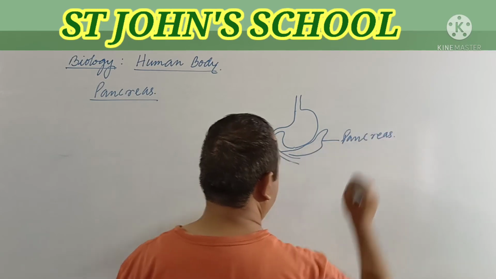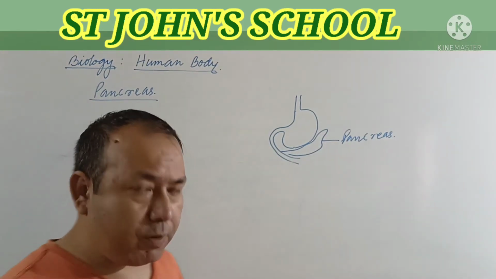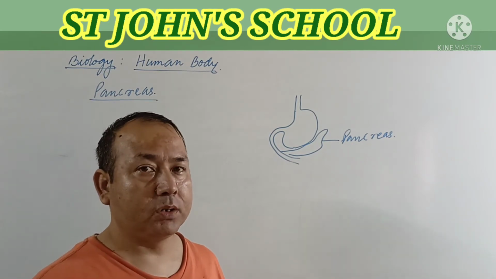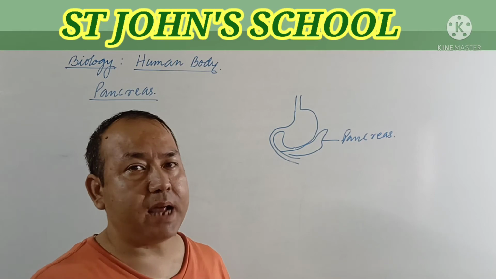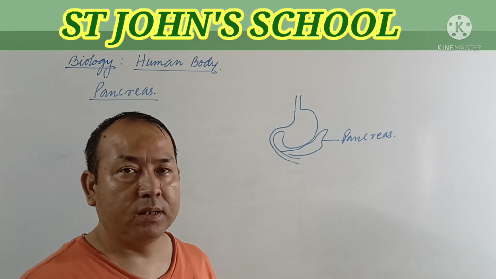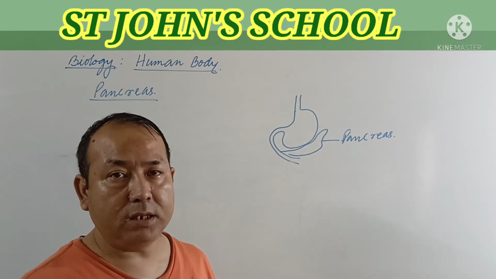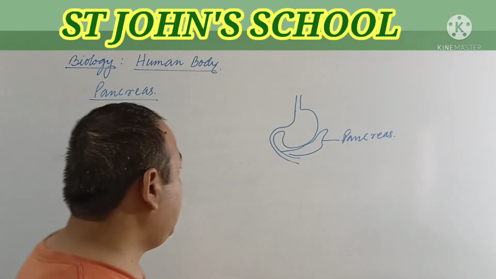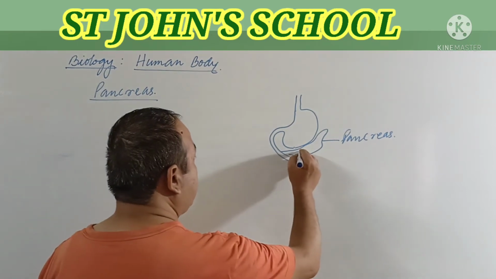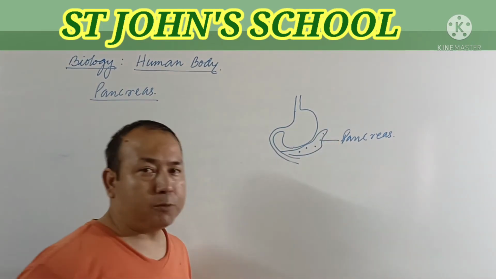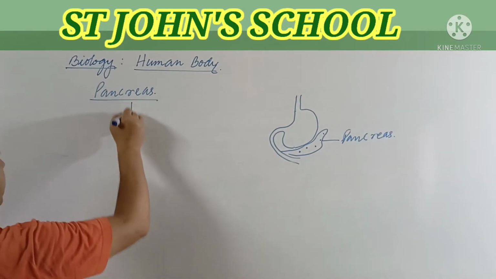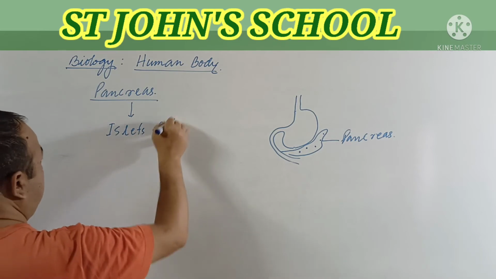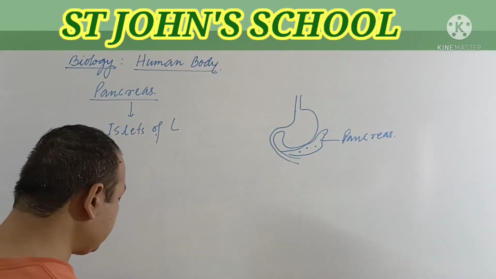As we have already discussed, this pancreas is also called a mixed gland. Why? Because it performs both exocrine as well as endocrine functions. That is, it releases enzymes as well as hormones. So that is why pancreas is often called a mixed gland. Now see, this pancreas has a special type of cells in it, which are called islets of Langerhans.